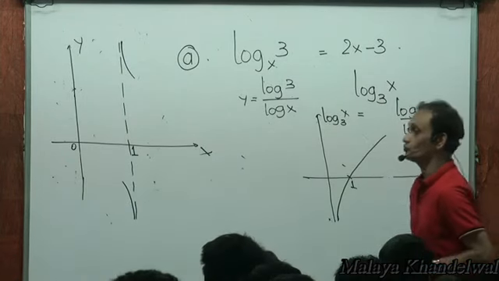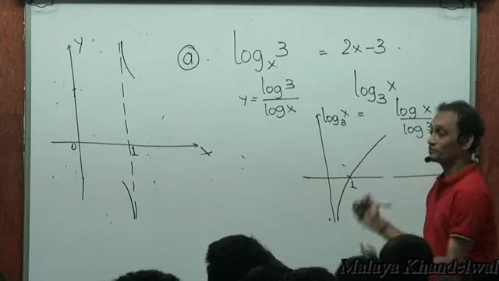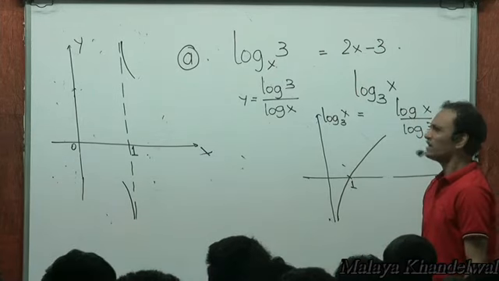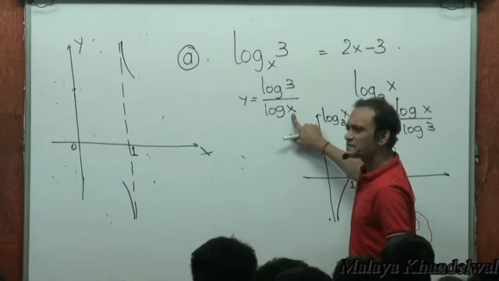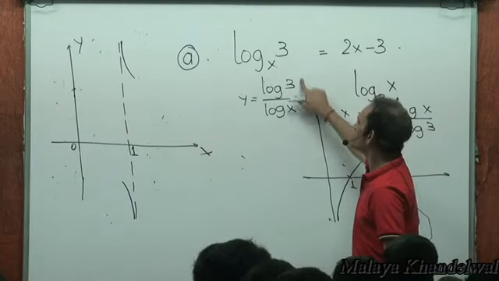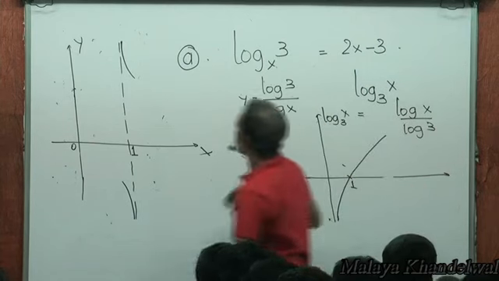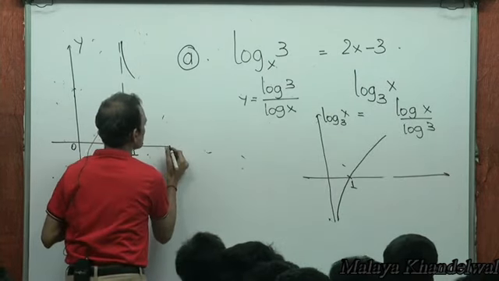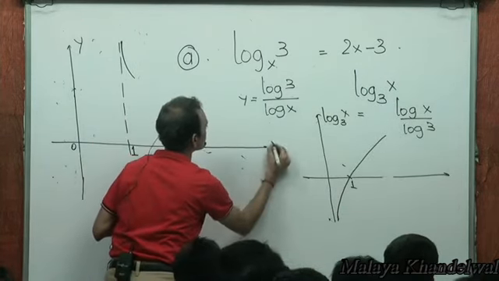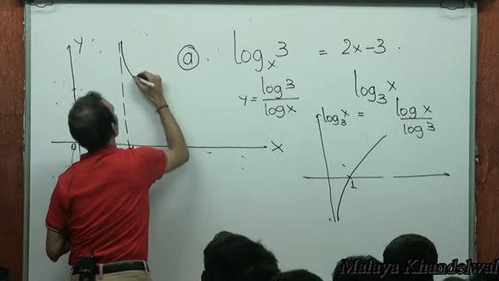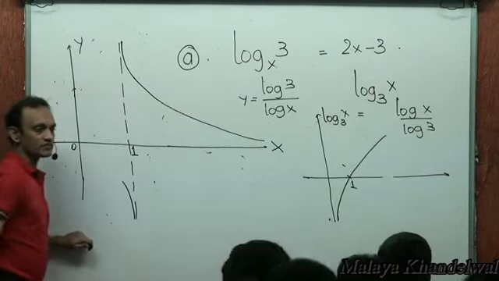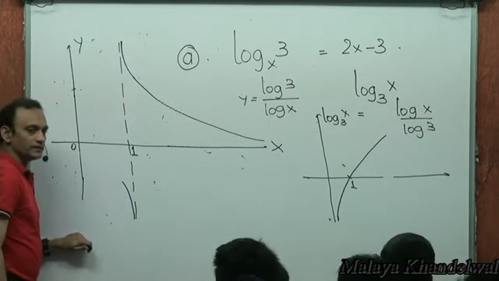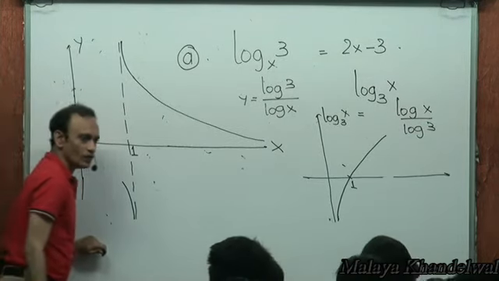Now what would I do? How do I trace the graph completely? As x becomes larger and larger, y tends to 0. So this part of the graph is obvious. This part of the graph is obvious. Right? Yes or no?